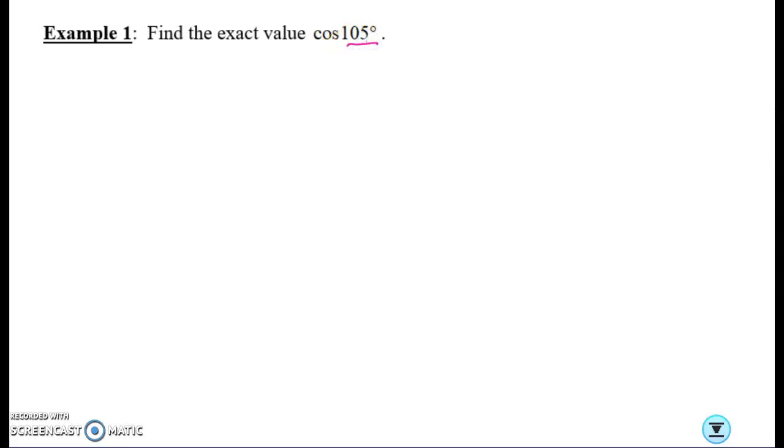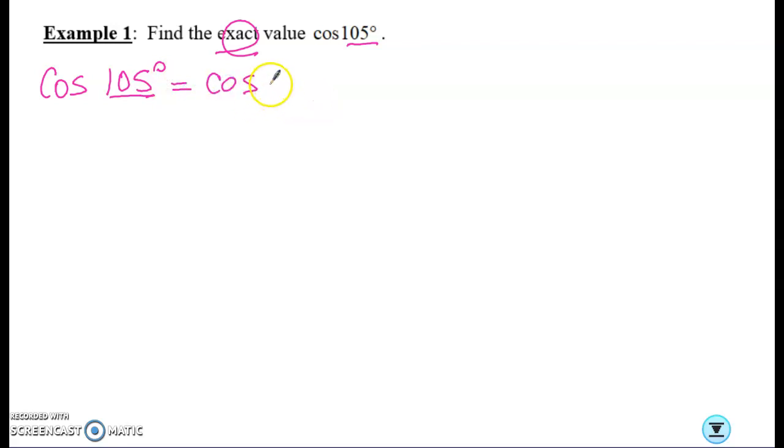105 is kind of an oddball angle. It's not on the unit circle, but they're asking us to find the exact value, so that means they don't want the decimal approximation from the calculator. I realize that you could use an angle sum and difference identity for this, but the half angle identity just gives you a different option. So what we are going to do is try to find the cosine of 105 degrees, and we're going to be using the half angle identity.